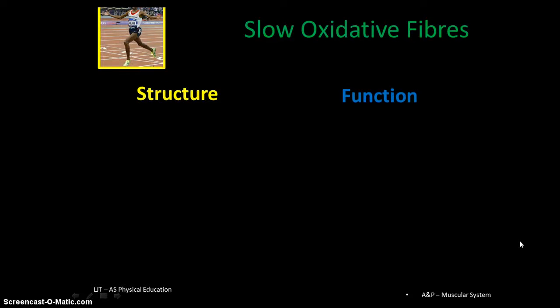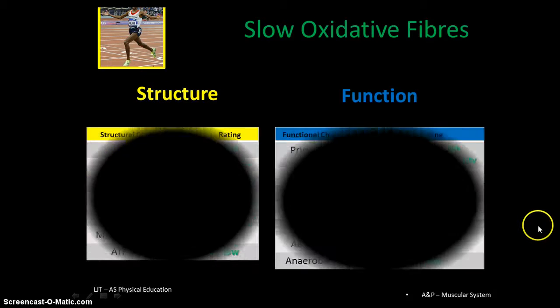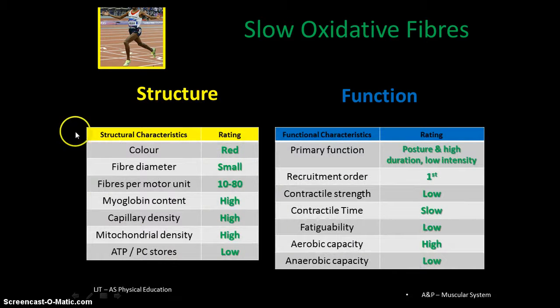Slow oxidative fibres, then similarly you make connections. So here are the structural characteristics and the functional characteristics. These are designed for posture, high duration, keep going for a long time, but low force, low intensity. They're first to be recruited, they don't generate big forces, they're quite slow to contract, but they don't get tired very easily, they can keep going for a long time.